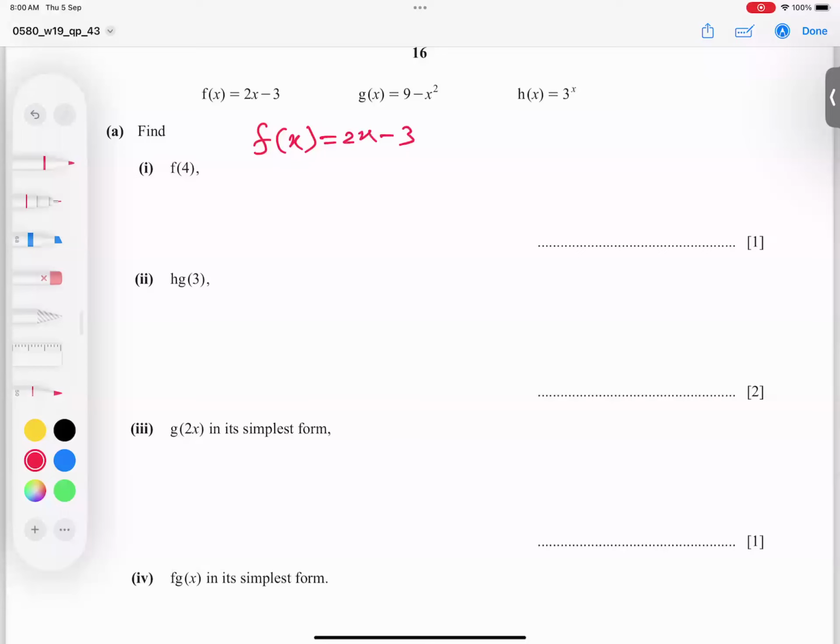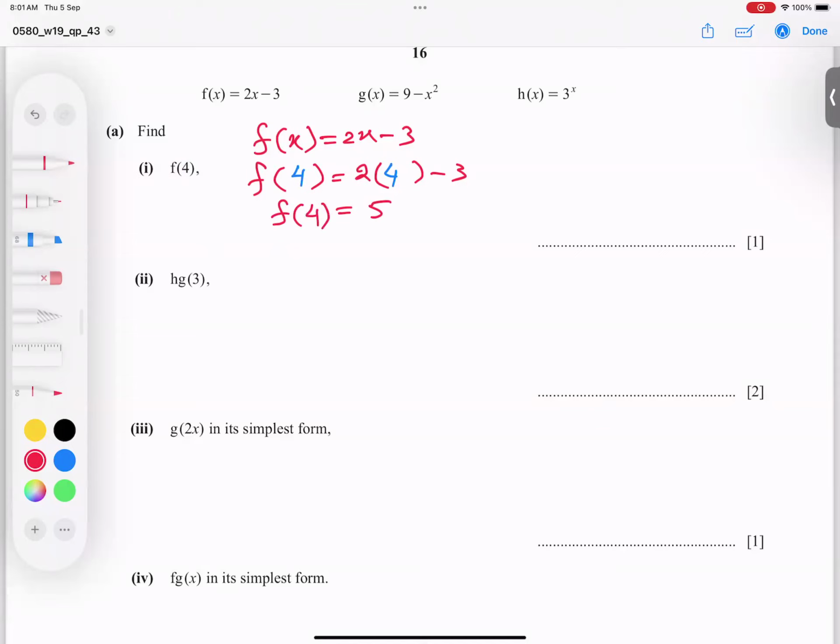Okay, done. Now, how many x's are there, left side and right side? Leave empty spaces. This 4 will go here and here. So 4 and 4, and 2 times 4 is 8. Out of 8, subtract 3. We get 5. So this is my answer for f of 4.